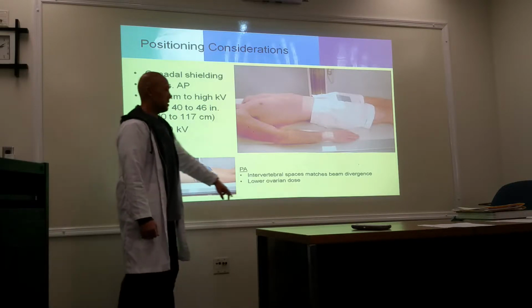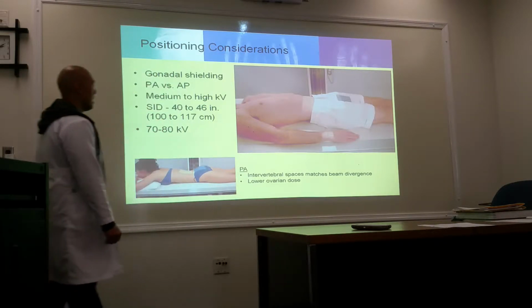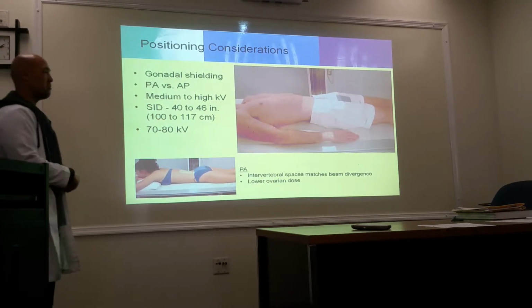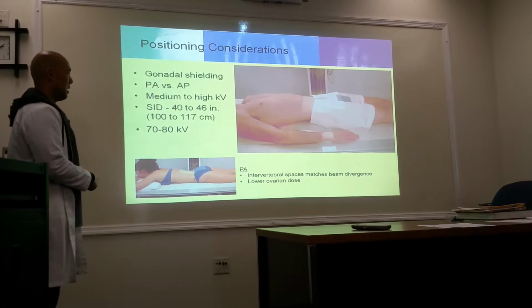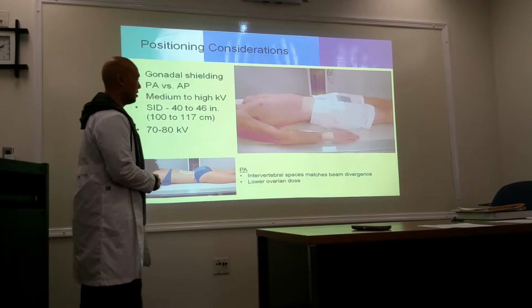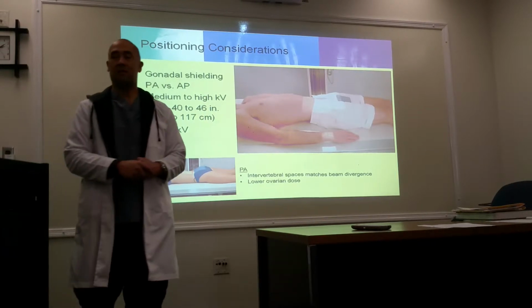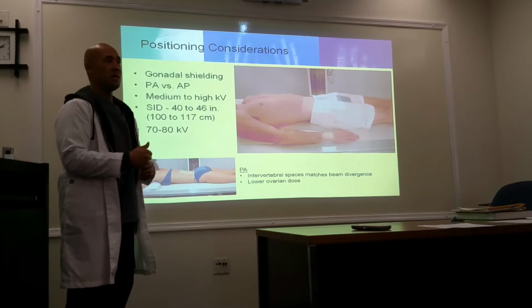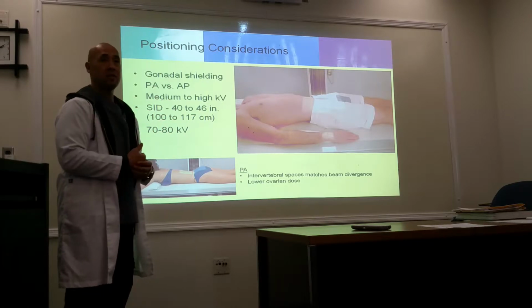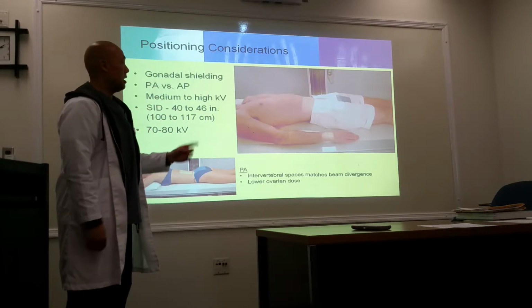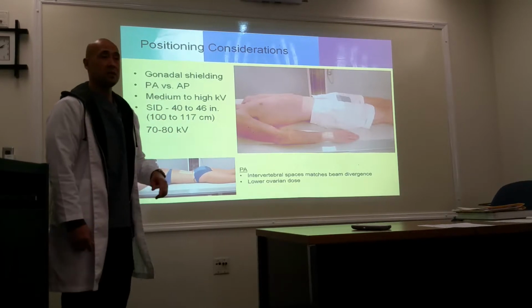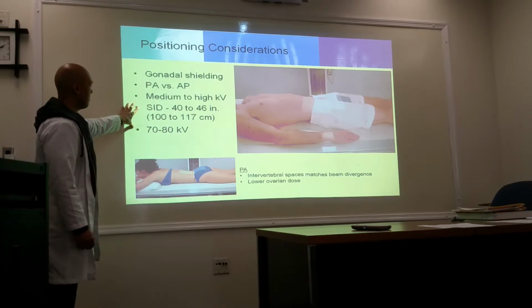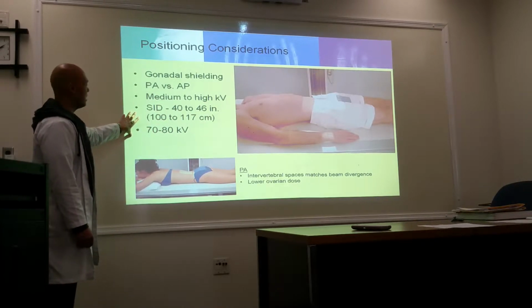PA versus AP. This is something new that I put on these slides. The reason we do PA is because of the alignment of the vertebrae. It opens up a lot better when placed in the PA position. The intervertebral spaces match the beam's divergence if you do it PA. What's the problem with doing it PA? It's further away, so you get OID. What happens to detail? It goes down. We lose a lot of detail. But this is good for opening up the spaces, and it also decreases the gonadal dose to females. Medium to high kV, and your SID should be a minimum of 40 inches.